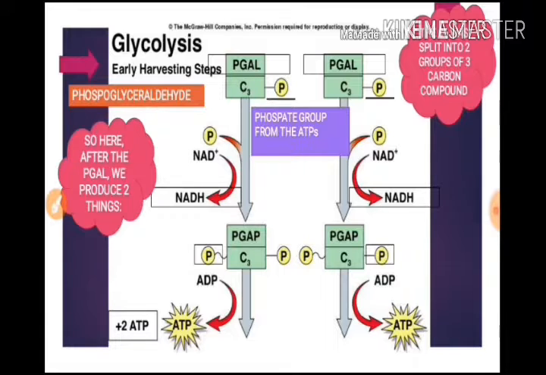We also gain 2 ADP. These 2 ADP will gain another phosphate at their ends, and the ADP will become ATP. So all in all, in this payoff phase, we get 2 NADH and 2 ATP.